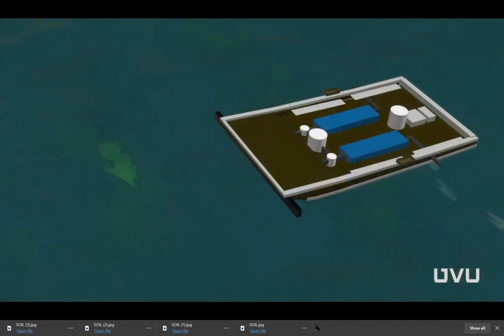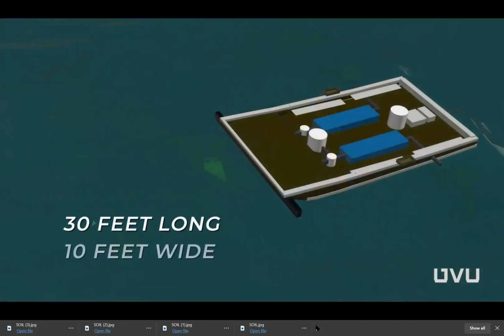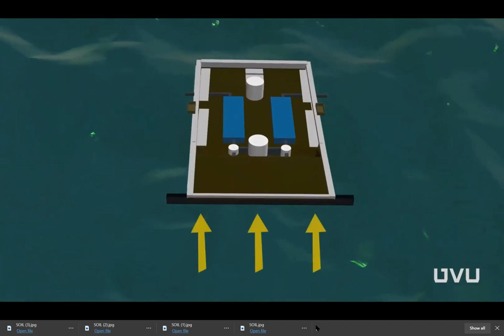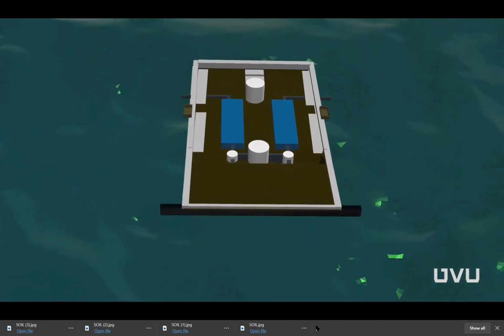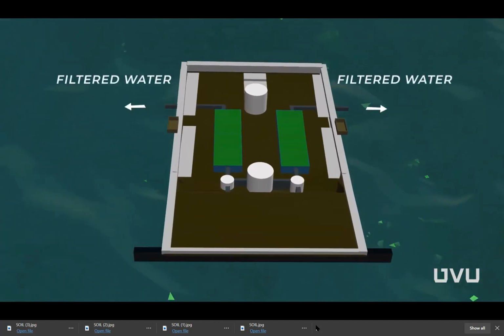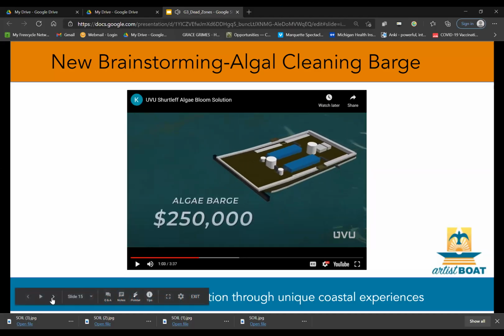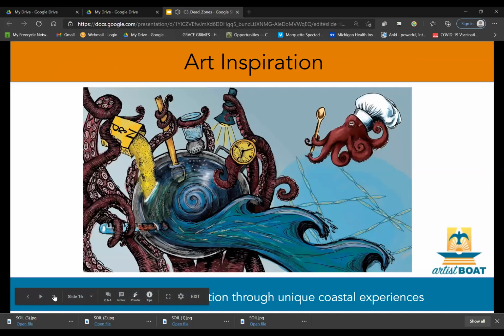The full-scale algae harvesting barge will be about 30 feet long, 10 feet wide. We'll be able to pump 1,800 gallons per minute of algae water through the filtration system and remove the algae. That system complete is going to cost.